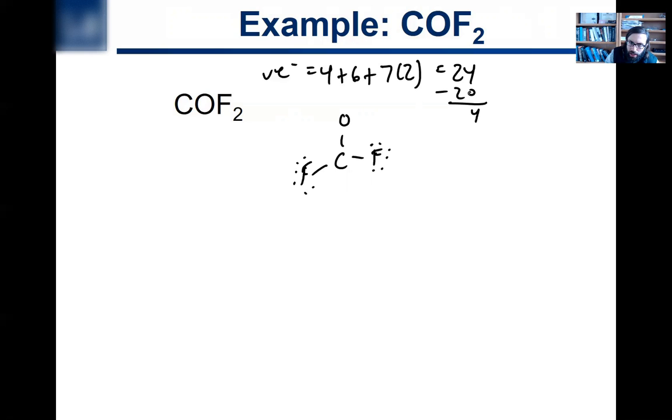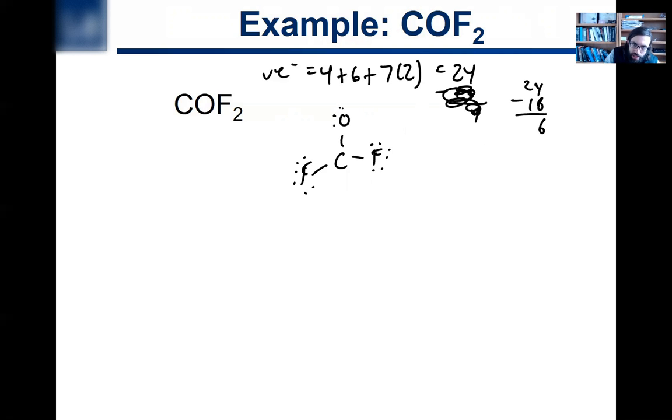Oh, sorry, did I count that wrong? Let's see. Yes, I counted that wrong. I thought something was wrong. 2, 4, 6, 8. Okay, 2, 4, 6, 8. That's 16. 16 plus 2 right here in the single bond to oxygen. That's 18. So we have 6 left. There we go.